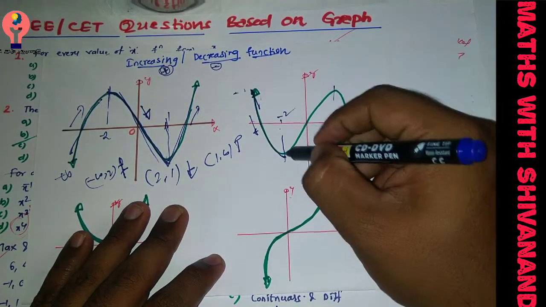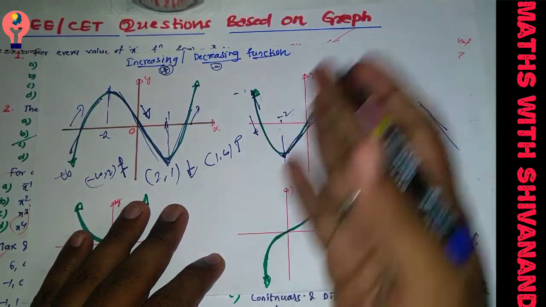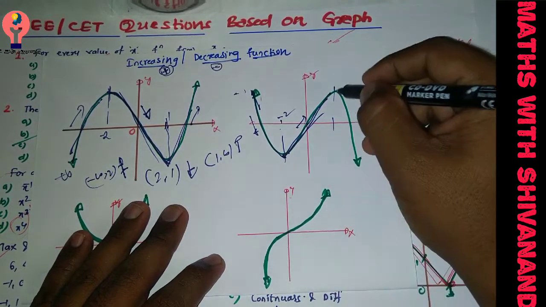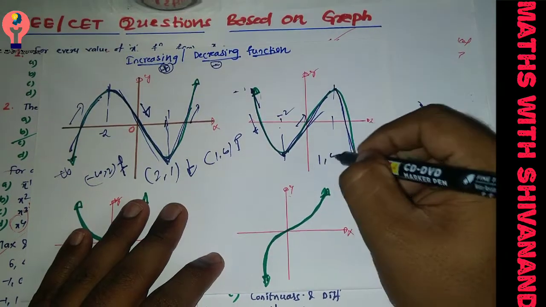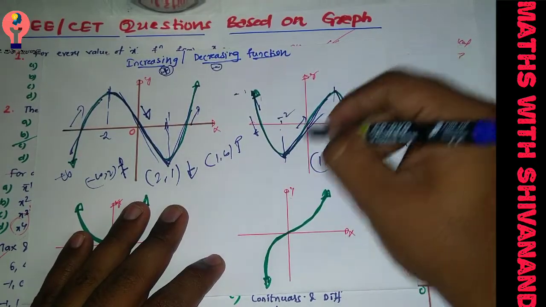So this is 1. Say from -2 to 1, from here to here, you are feeling like you are climbing up the mountain. Definitely this is what here? Increasing. From 1 to plus infinity, this is what here? Decreasing. From here to here, increasing.